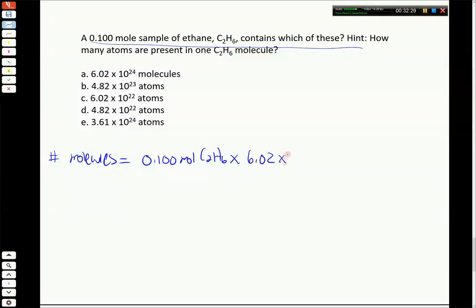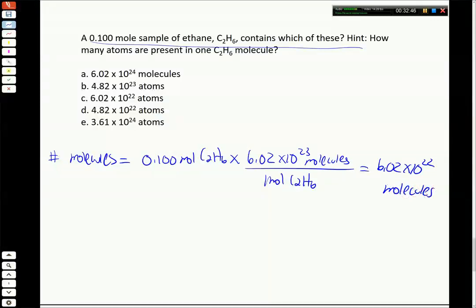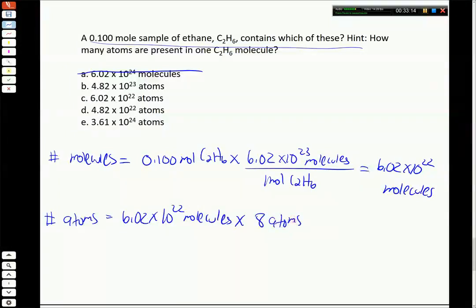So this is, again, a molecular compound, so Avogadro's number will tell us that there's 6.02 times 10 to the 23rd molecules in 1 mole, and that would be 6.02 times 10 to the 22nd molecules. So this sample has 6.02 times 10 to the 22nd molecules, which doesn't match choice A. The rest of these ask for how many atoms it has, so we need to do one more step. We can use this number as an intermediate, so we have 6.02 times 10 to the 22nd molecules, and then the formula is C2H6, so there's 2 carbon, 6 hydrogen, or a total of 8 atoms, and a hint was given to us that we have to figure out how many atoms are present in one molecule. There's 8 atoms per molecule of C2H6.